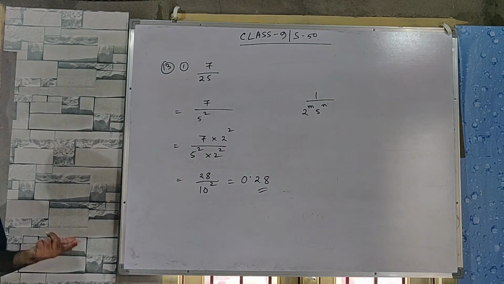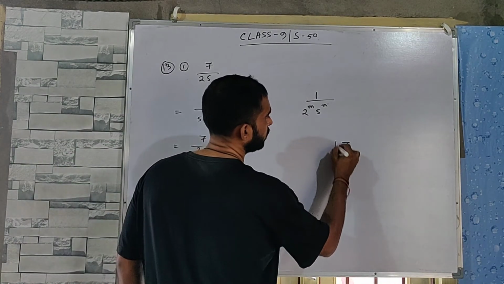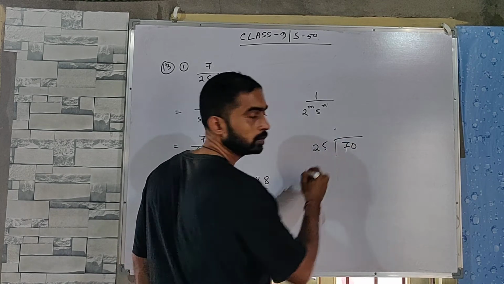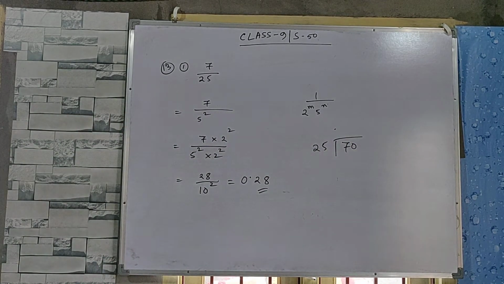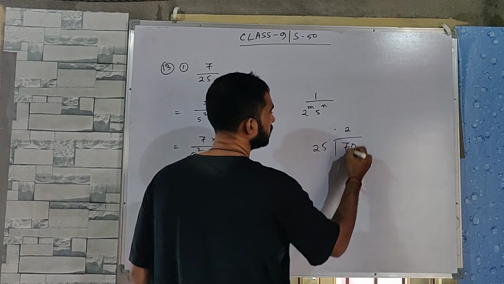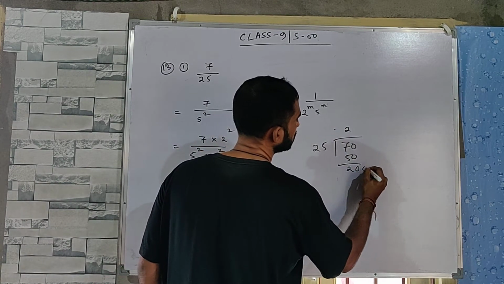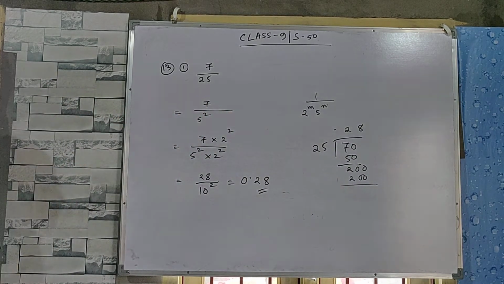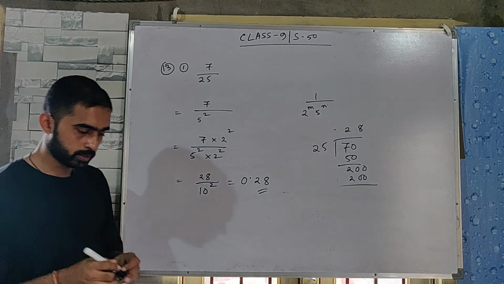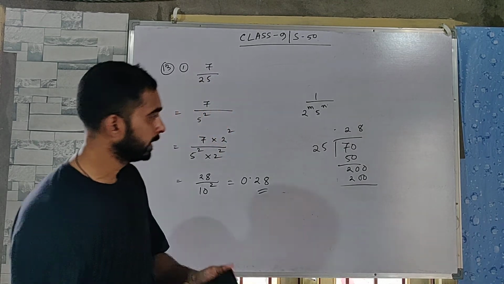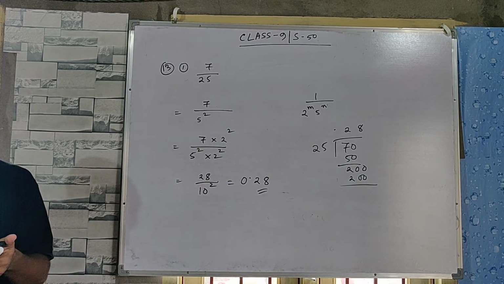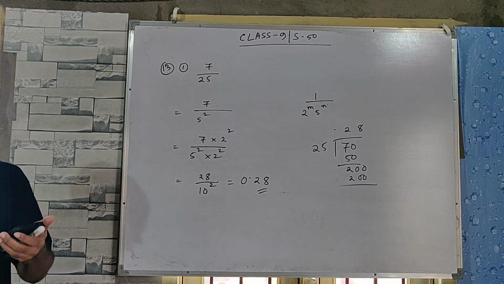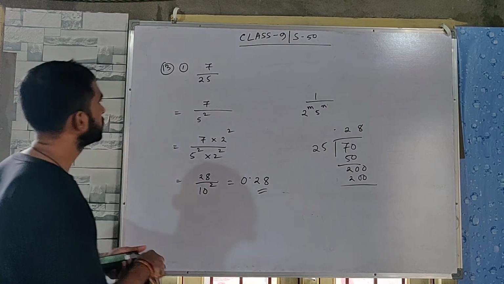0.28. And also see, if you divide this one by 25, we will get the same answer. Same answer now. So this is the process. In this way we have to solve. And we will discuss these types of questions in class 10 again, because the chapter will get this type of question. You got it? Now this is question number 13.